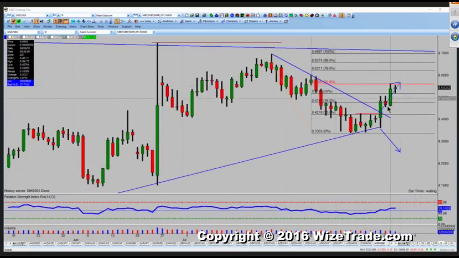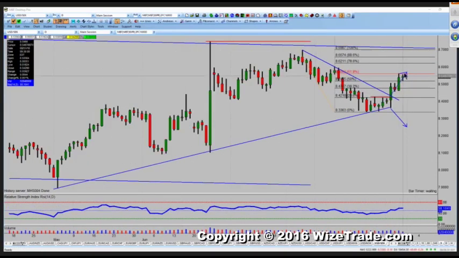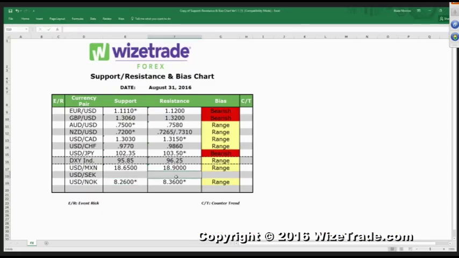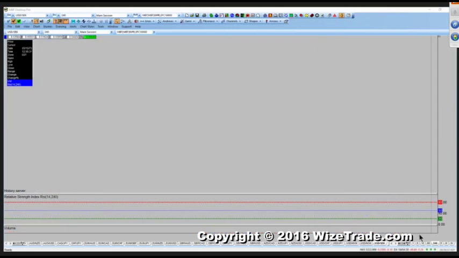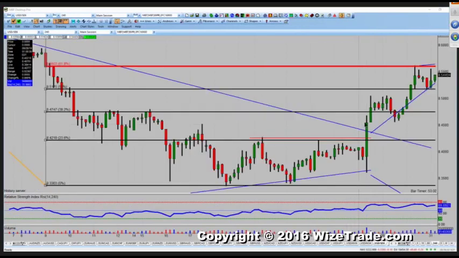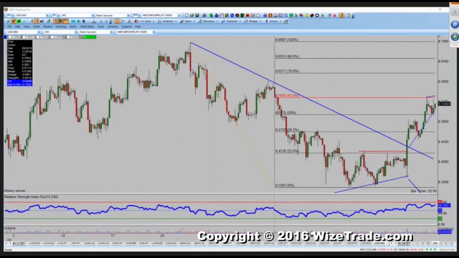I mean, the Swedish krona, look at this. We're right at the 618 retracement. That's massive. 856. If we break that, we're right up on it. I mean, if we break that, we're going. How strong that is. We're probably heading to 860.2.